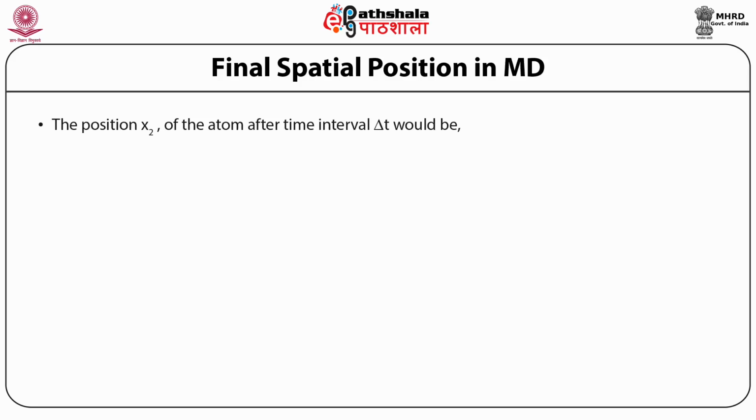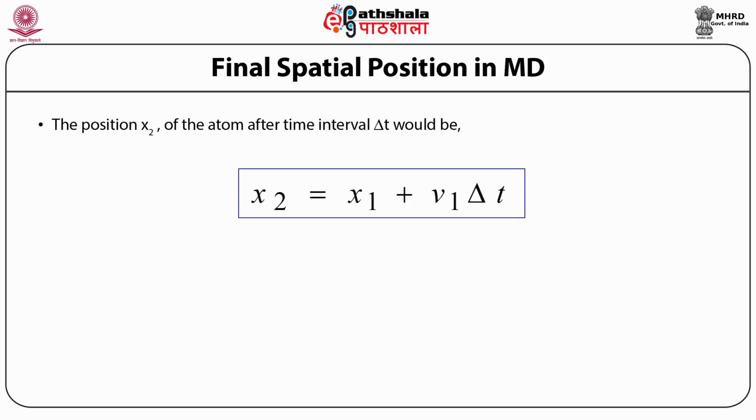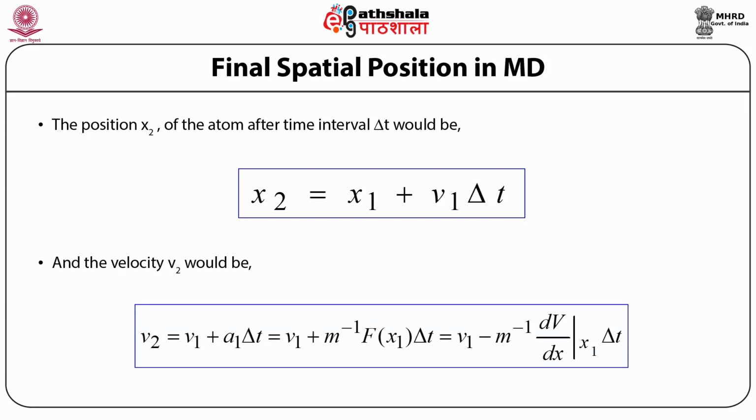If we look at the position x2 of an atom after time interval delta t, then x2 equals x1 plus v1 delta t, where v1 is the velocity. Then the velocity v2 would be equal to v1 plus a1 delta t, where a1 is the acceleration, and we can substitute a1 by putting in the value from Newton's equation. Then this v2, the velocity after delta t, is a function of v1 plus such a value, and we see how to get this value with delta t.